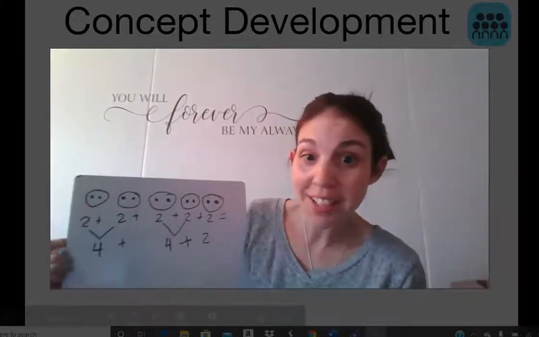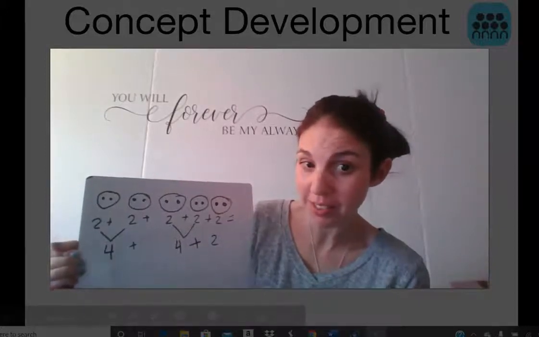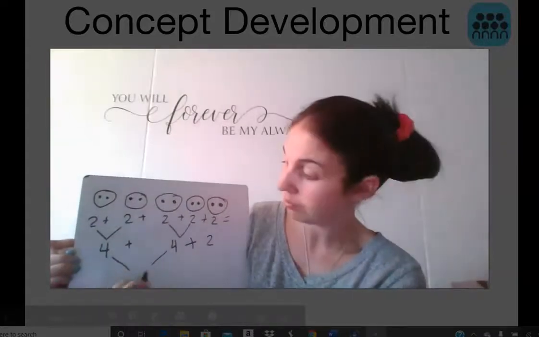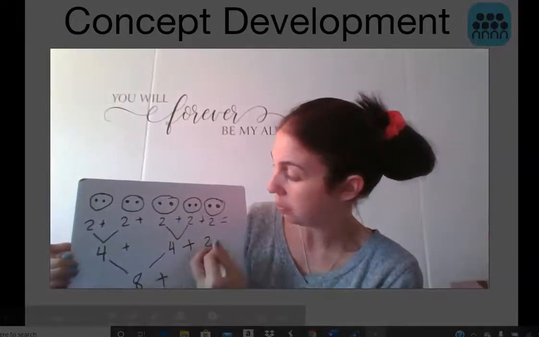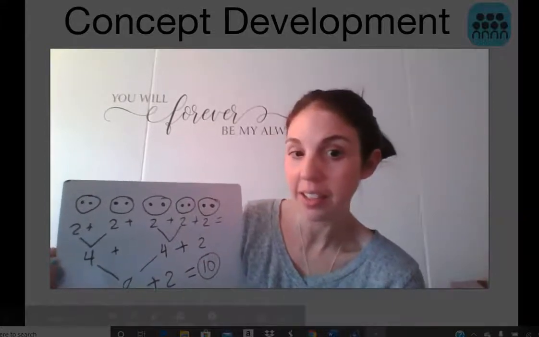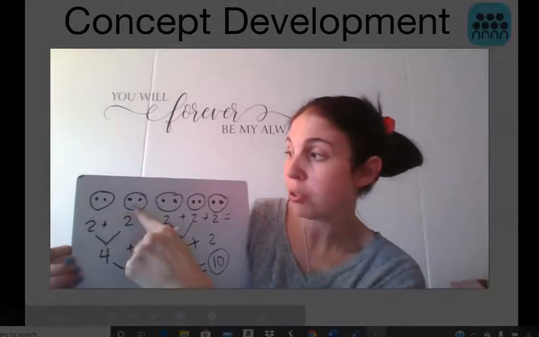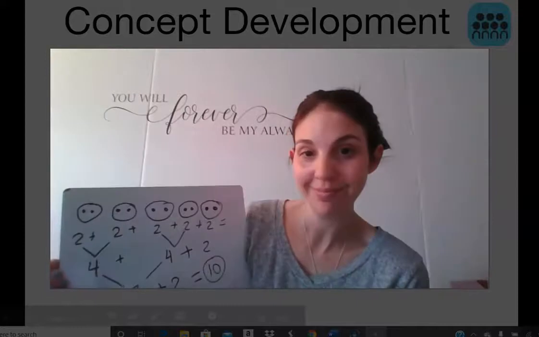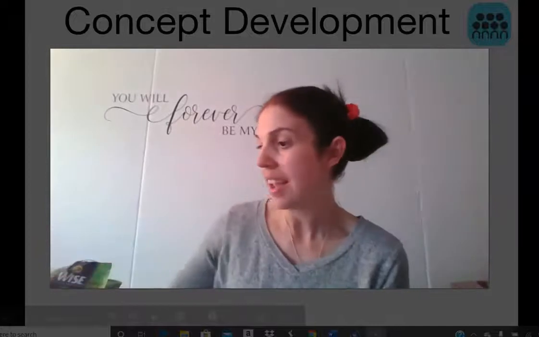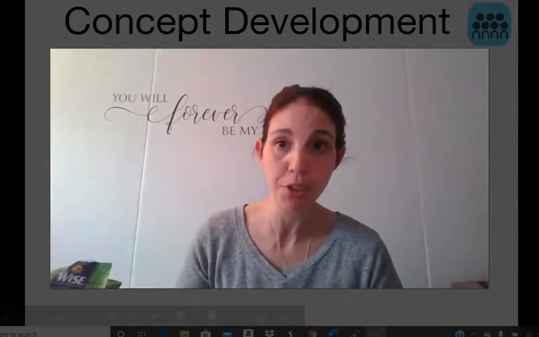And you know what, friends? I see another double stack that I can make. Do you see the double stack? Look at this. 4 plus 4. What's 4 plus 4? 8. And then plus our 2 gives us 10. If you're really good at skip counting, you can also skip count. 2, 4, 6, 8, 10. Okay? These are just some different strategies that you can use. If you know the mental math and you know it in your head, that is always an option too.